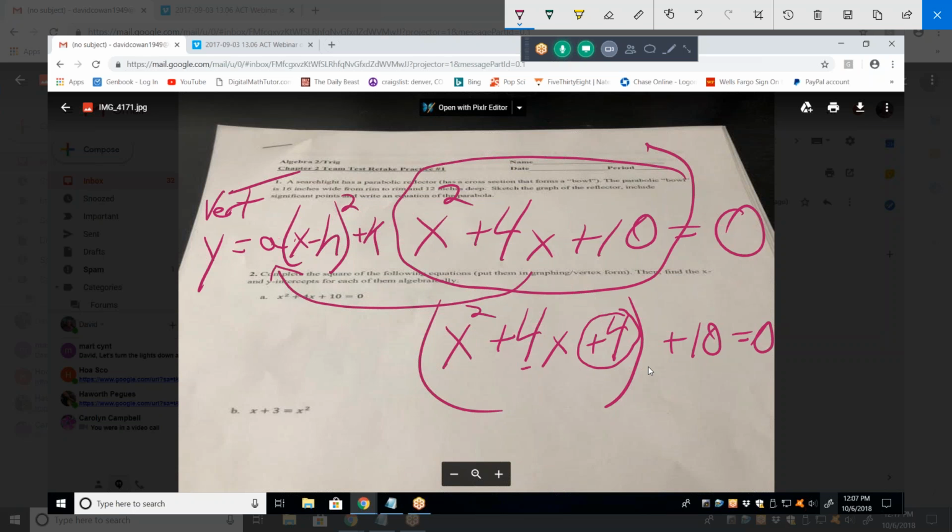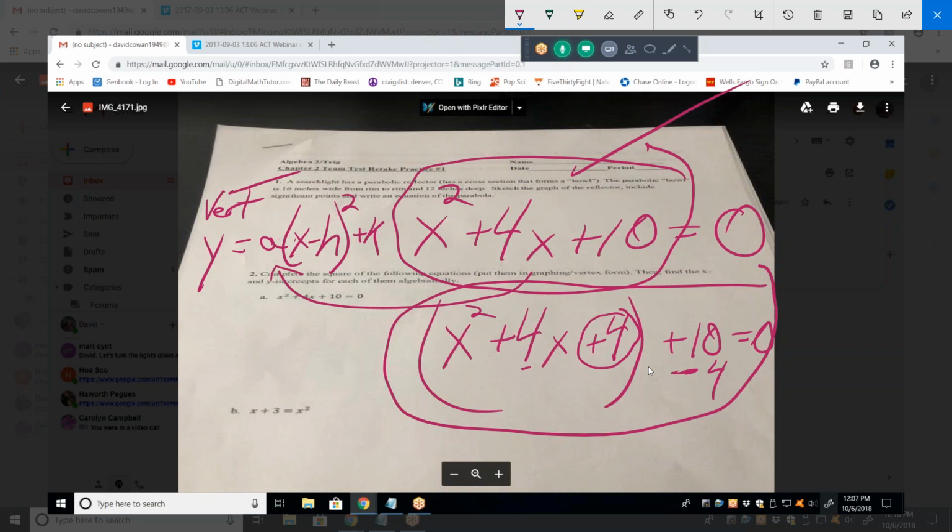Now, I just arbitrarily added 4 to the left side of the equation, so I have to subtract 4 from the left side of the equation. Now, this is still identical to what we started with. So all I've done is add 4 and subtract 4 from the same side of the equation.